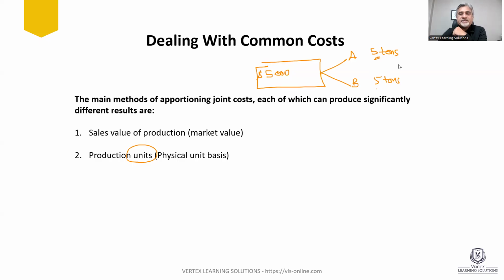Or possibly you might say that, you know what, I've got something like 10 tons of A and 5 tons of B. So in that case, out of this 5,000, I will give twice as much to A and half of that to B. So it will be 10 by 15 and 5 by 15. So you will say that, okay, two thirds, one third. So you do a proportionate basis based on the volume. So you say because the volume is double here, the double cost should come here and half of the cost should come here. So what you are actually doing is splitting the cost based on the physical unit basis, or you call it the volume-based method.